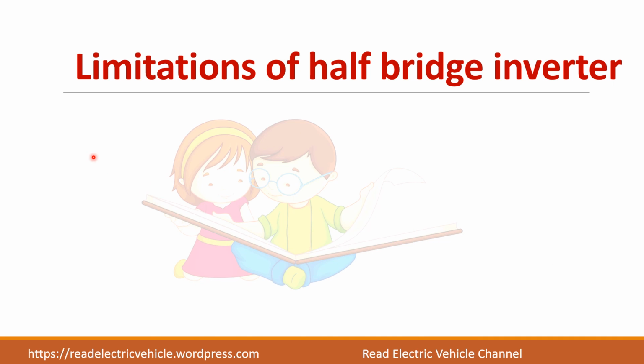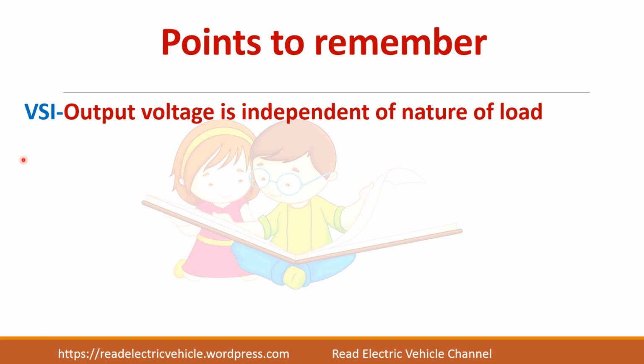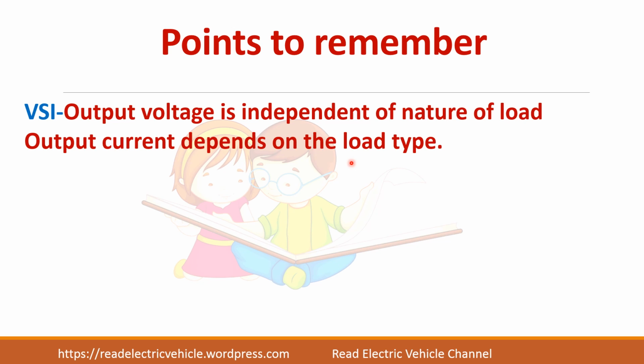If you see the limitations of the half-bridge inverter, you need a 3-wire DC supply. That is the major limitation and it has very few applications. This half-bridge inverter we are analyzing so that we will understand the full-bridge inverter and 3-phase inverter easily. So the points to remember here are: in a voltage source inverter, the output voltage is independent of the nature of the load that we have seen. That is, for all types of loads, the output voltage waveform remains the same, only the current waveform changes.